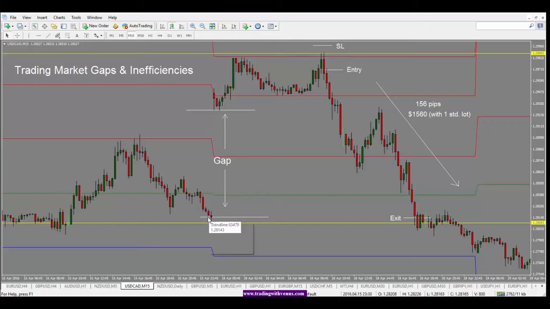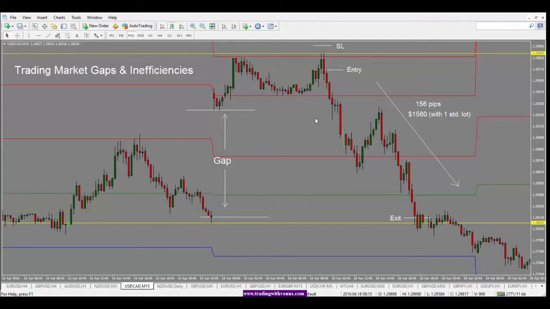Price closed at the bottom on Friday, and when the markets opened on Sunday, the price had jumped up here. The highest level that it went to was about 150 pips, and the actual gap at the open was about 136 pips. So there was a big jump in price when the markets opened.